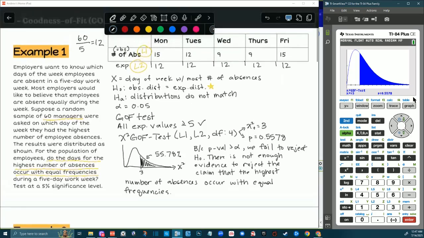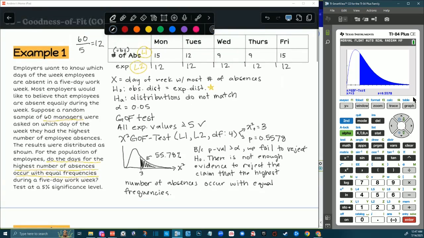So that right there is a completed goodness of fit test. And you can see we did our state step, which is the biggest chunk. I needed to list everything I was given in the problem, figure out both what my observed list and my expected list look like. I then did this plan step, which is I identified that it's a GOF test. And I did the check. All expected values are bigger than 5.